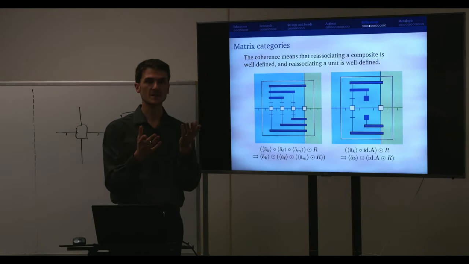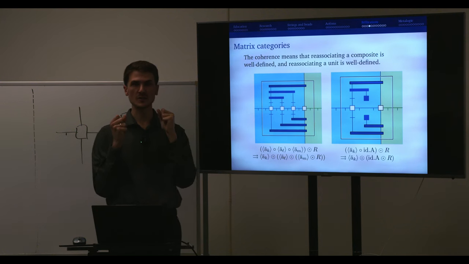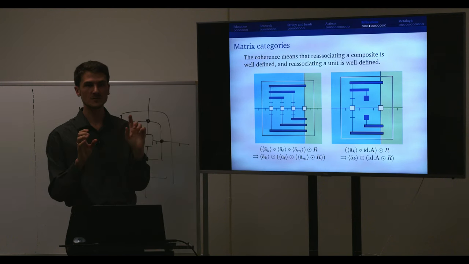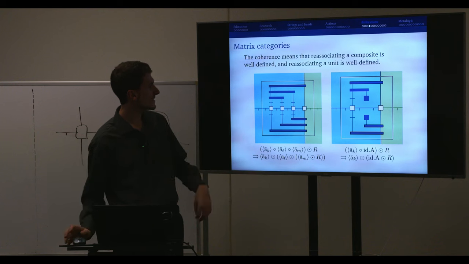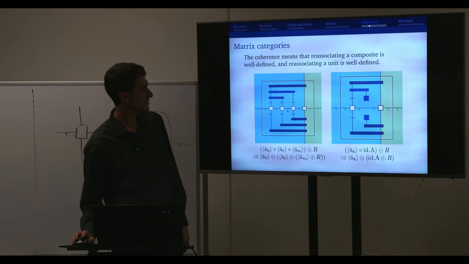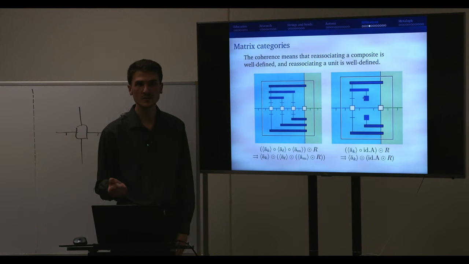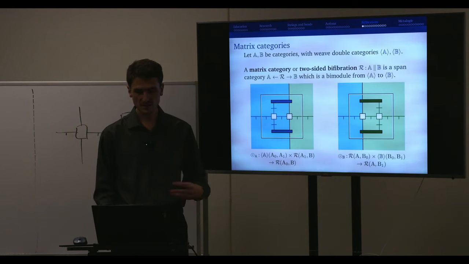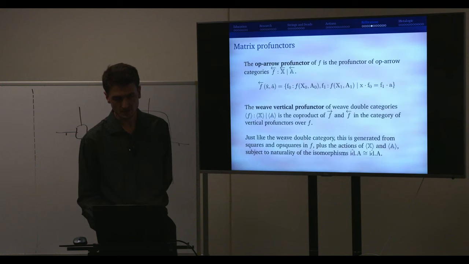If you've ever heard of the idea that you can represent a coherence equation like the interchange law just by drawing one picture and declaring it to be well-defined, i.e. the two ways of constructing that picture are equal, same idea here: the two ways of reassociating a composite are equal, that's the pentagon identity, and the two ways of reassociating a unit are equal, which is the triangle identity. So every little aspect of this complicated structure can be faithfully represented in these cubes.